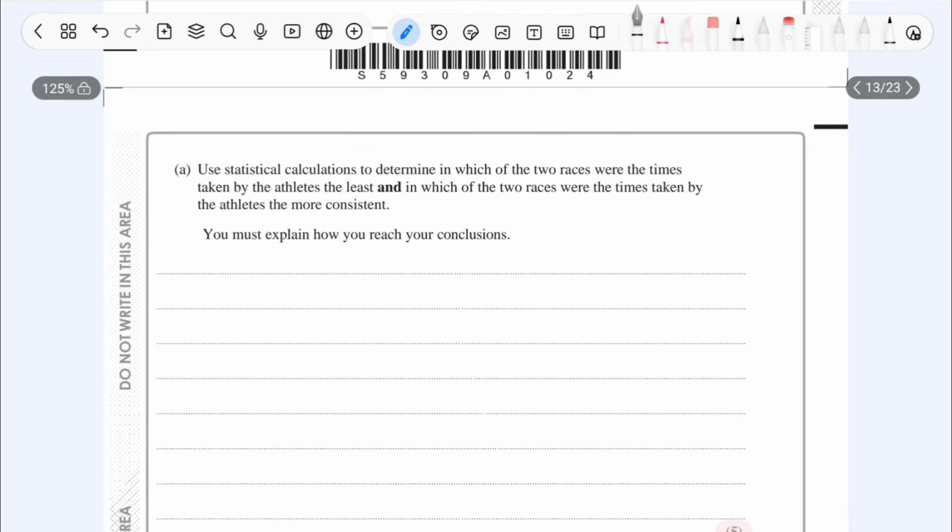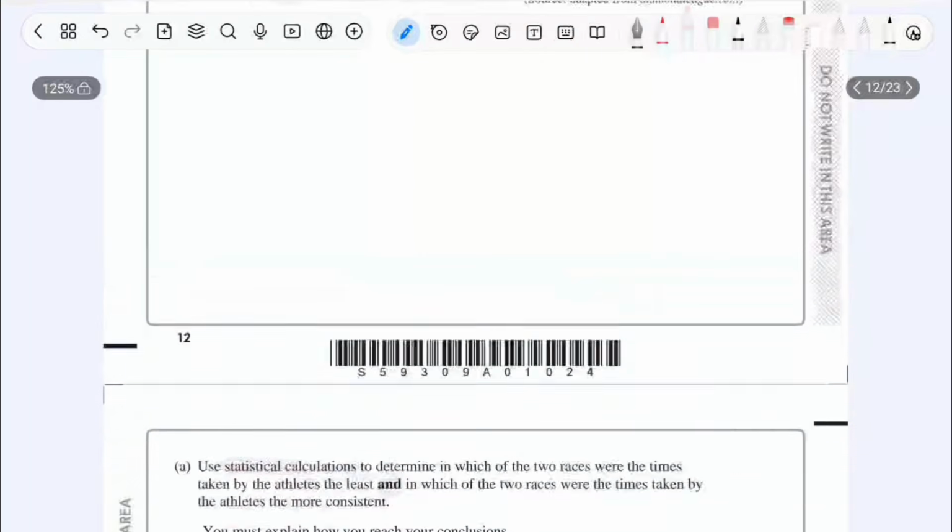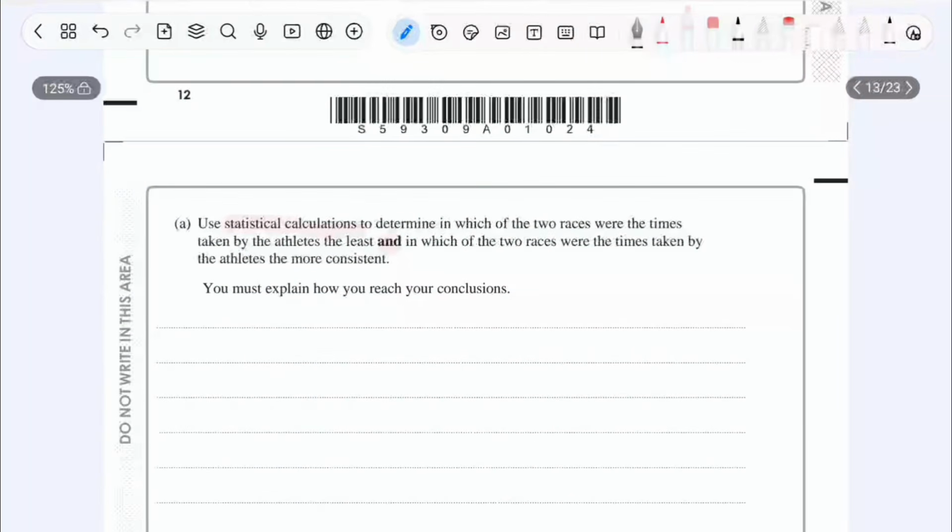It says here using statistical calculations. Now that's important because it means we're going to have to use some numbers somewhere. The word 'and' is important because it means you don't choose one of the points, you need to do both points. And the points are, we need to determine which of Oslo or Zurich, which I'll just refer to as the different races, was the least in general, and which one was more consistent. So that's basically our main points. We need to use statistical calculations to do those 2 points.